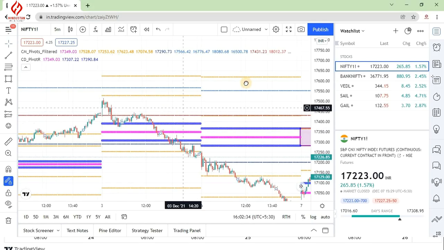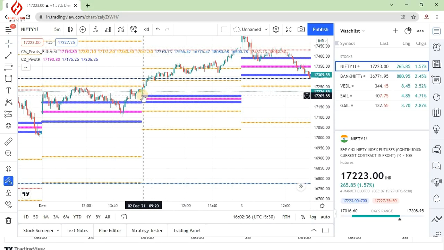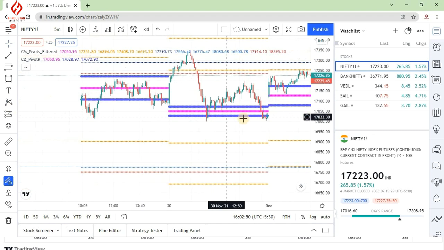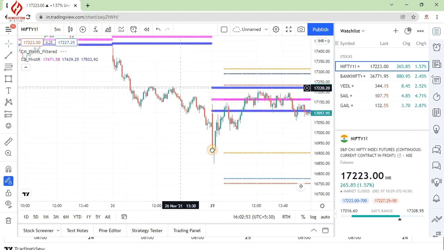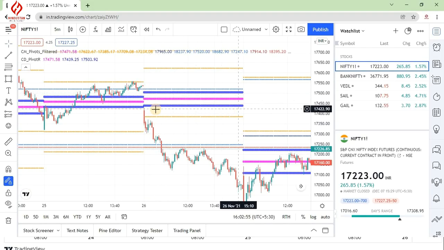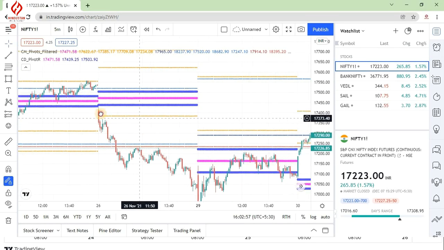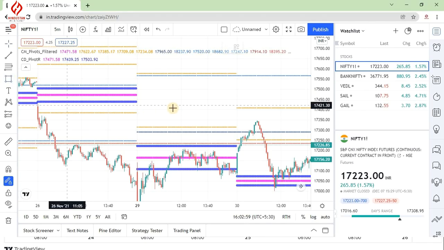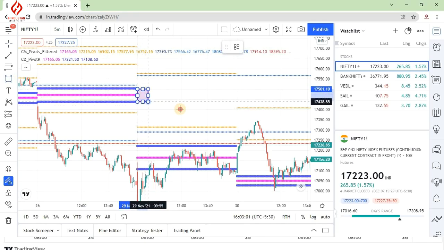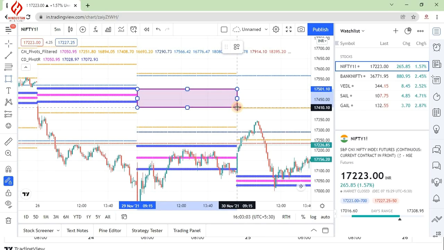Let's see some other. Here we cannot consider this as a virgin CPR because there is a candle. One single candle is there. Even if there is one single candle which has entered inside the CPR, then we cannot consider that as a virgin CPR, right? And here there is a virgin CPR. There is no candle inside the CPR. So let me mark. So you just mark like this.